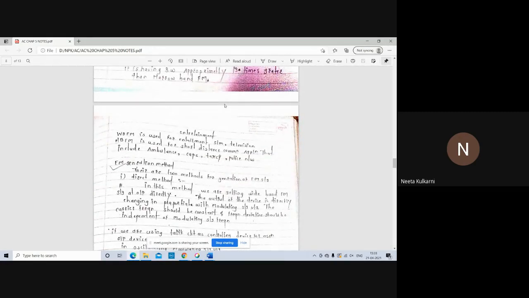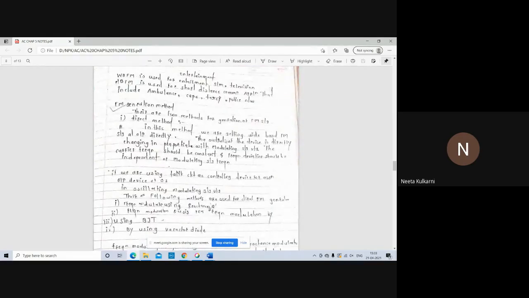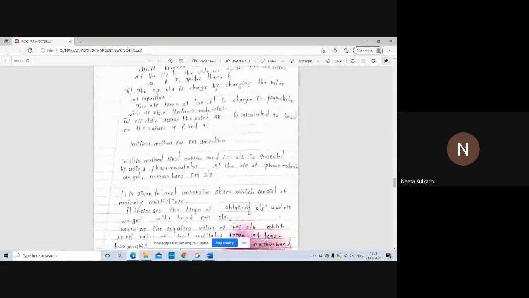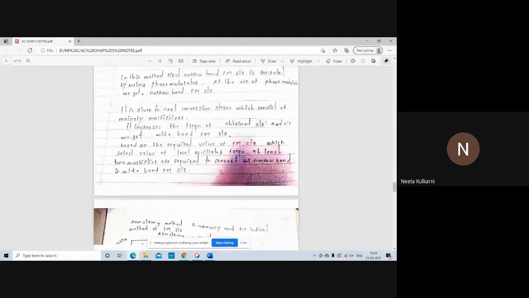Then we have seen the FM generation methods, direct method and indirect method. In case of the direct method, FM is generated using a reactance modulator. This is with the reactance modulator using the FET device. We have seen the reactance modulator. Then in the indirect method, the Armstrong method is frequently used for FM generation.